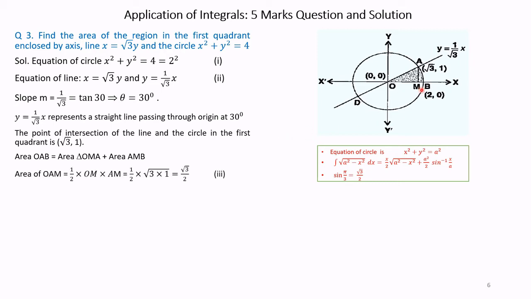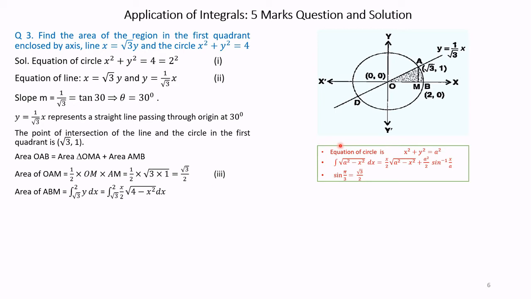So the area of OAM is a triangle. That is equal to half into OM into AM. The base is OM, the height is AM. So the area is half into OM, which is root 3, the coordinate, and AM is 1. Therefore, that is equal to root 3 by 2. So the area of the triangle is root 3 by 2. Let it be equation 3.